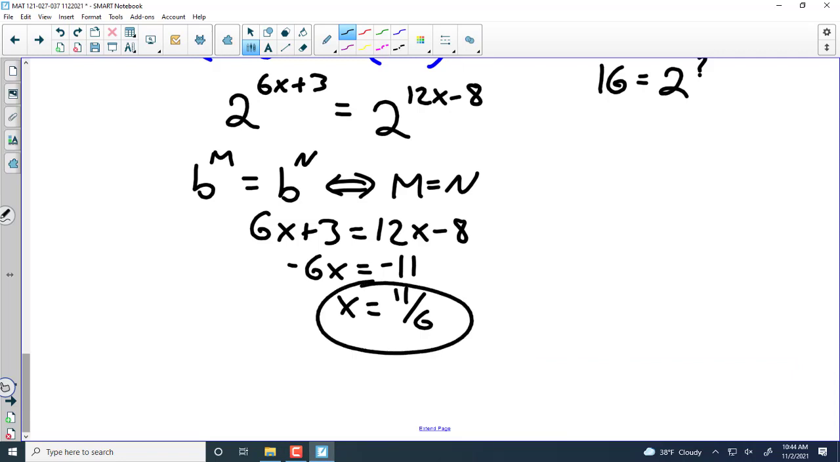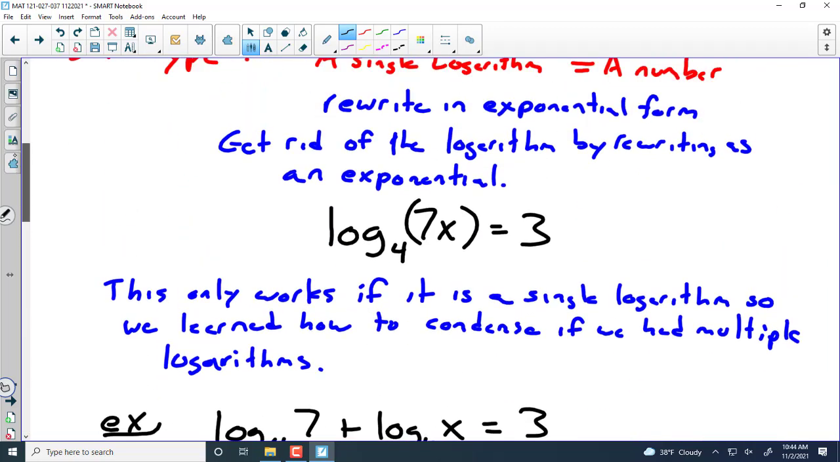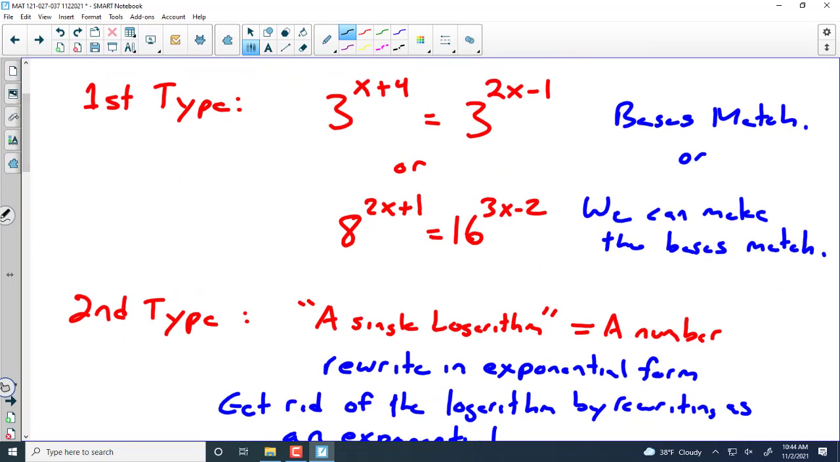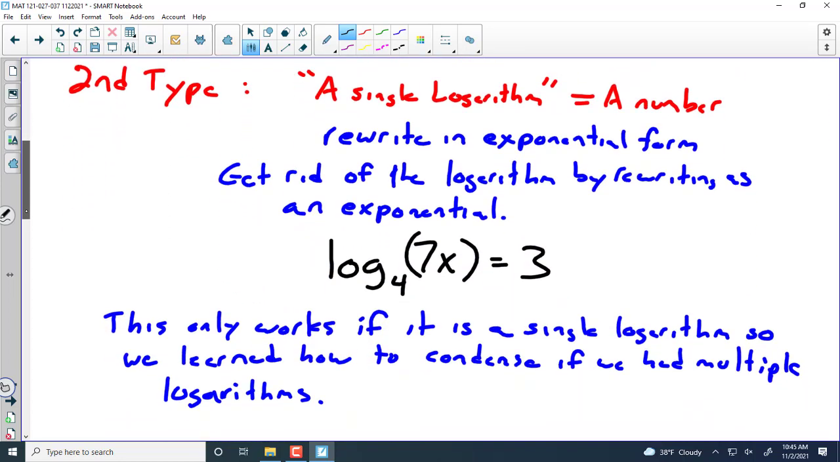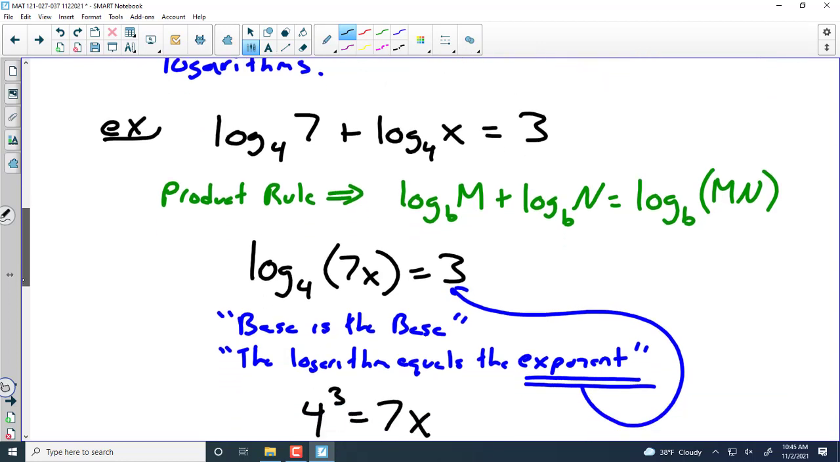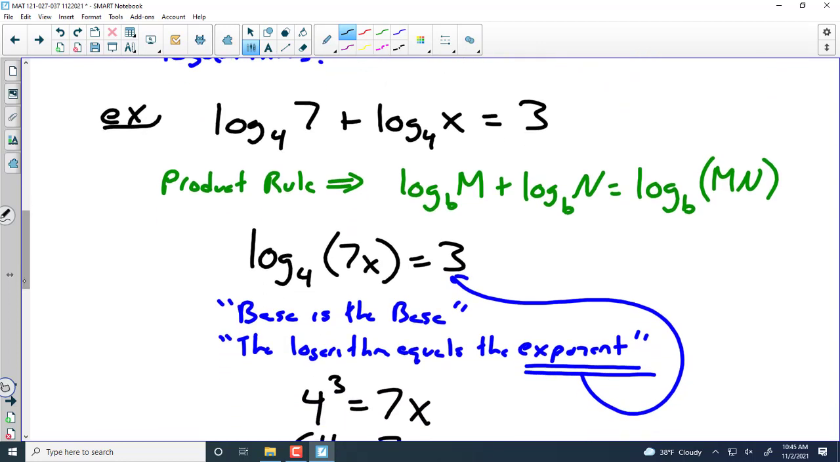So class, why do I show you these things? To remind you that we basically had two different ways to solve for x already. And I know this is a long page of notes, but the two ways we kind of already know are the bases match, or you can make the bases match. That's one way. And the other way was if you had a single logarithm equals a number, you rewrite it in exponential form. But if it's not a single logarithm equals a number, we learned rules to combine logarithms so we can have a single logarithm.